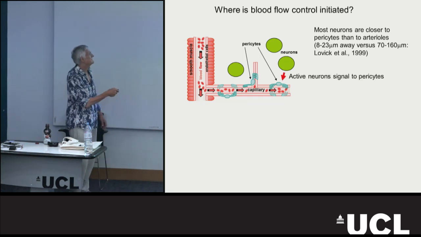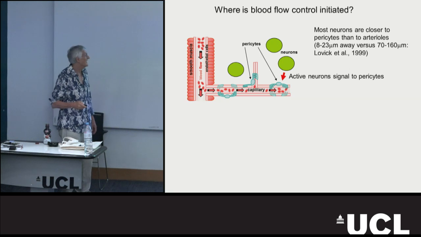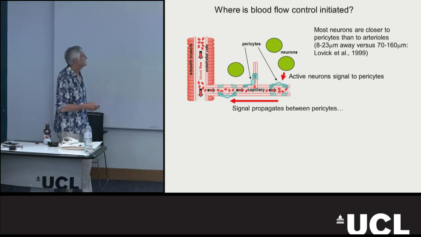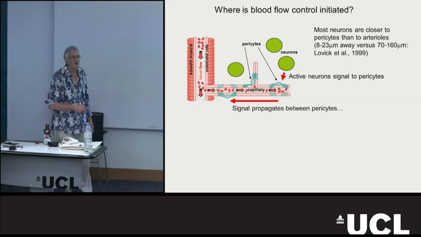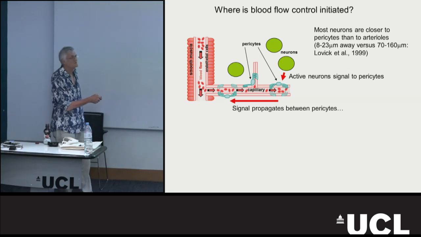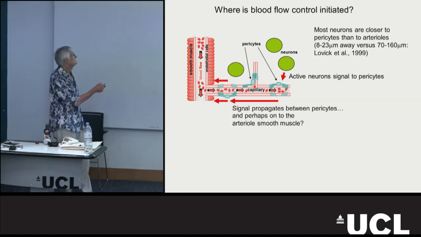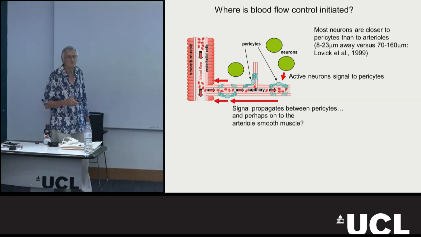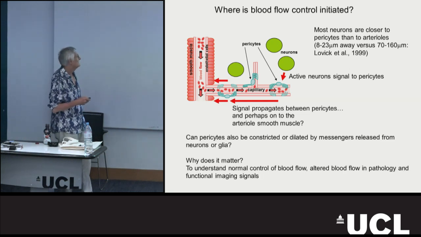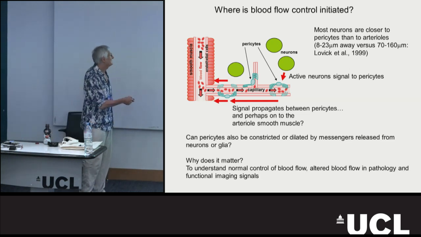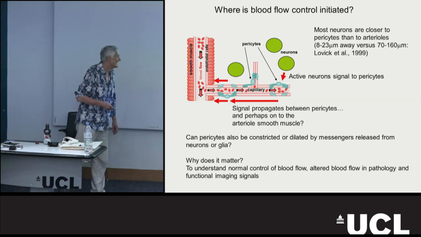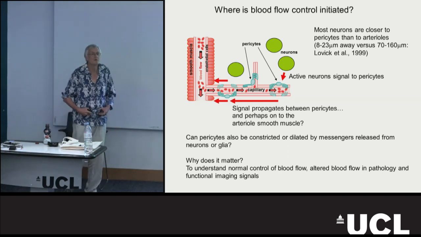So you might think that active neurons would signal to pericytes. Then by the electrical conduction mechanism that I showed you earlier, that may propagate between pericytes, and it could even propagate back to the upstream arteriolar smooth muscle. So we want to know whether pericytes can also be constricted or dilated by messengers released from neurons or glia.